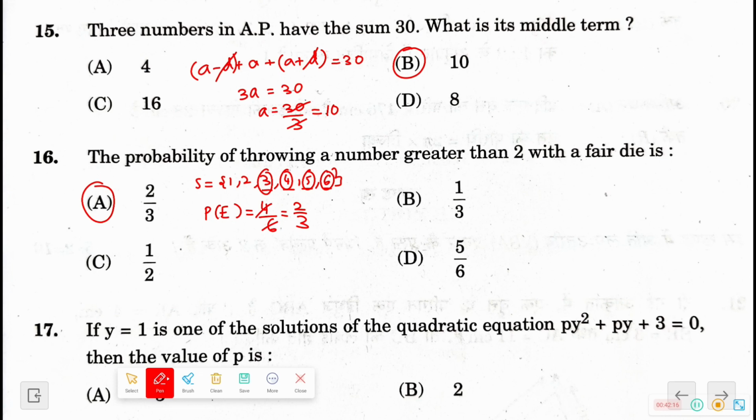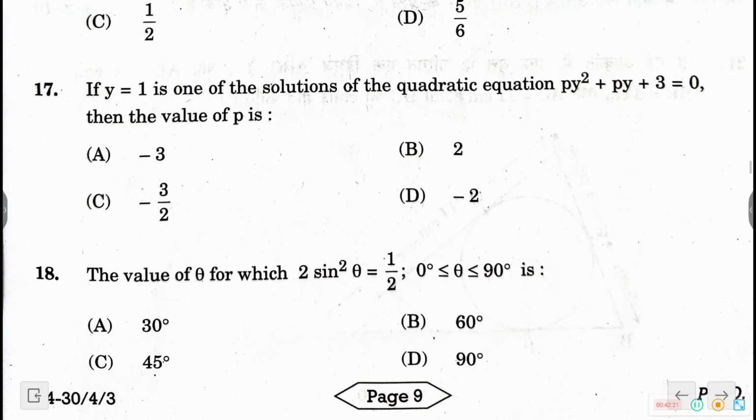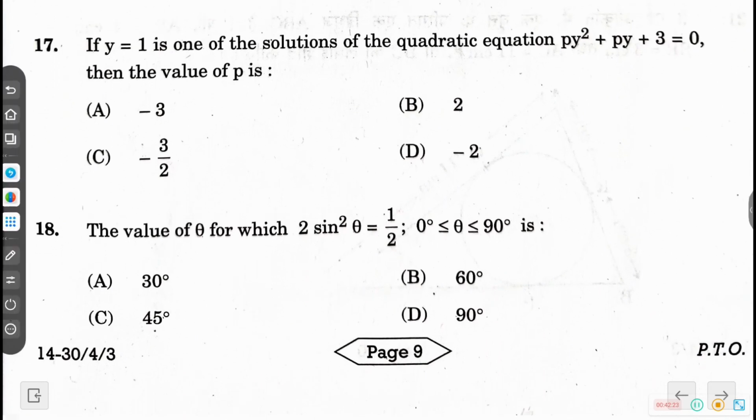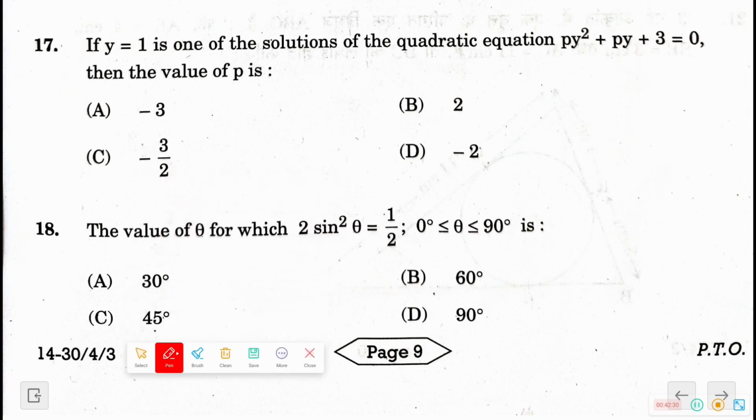Now question number 17, a polynomial is given. We have to find out the value of P. This is also simple. From polynomials we have to substitute the value in the given equation. So P of 1 squared plus P of 1 plus 3 is equal to 0. That is P plus P plus 3 is equal to 0, so 2P plus 3 is equal to 0. So P is equal to minus 3 by 2. Option C is correct.